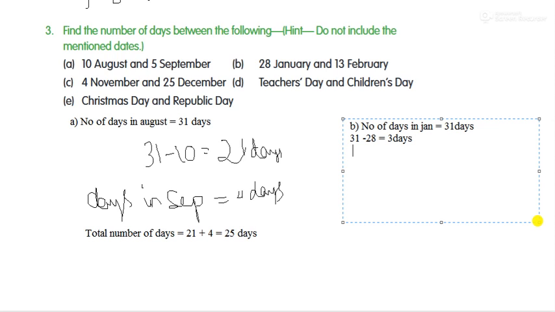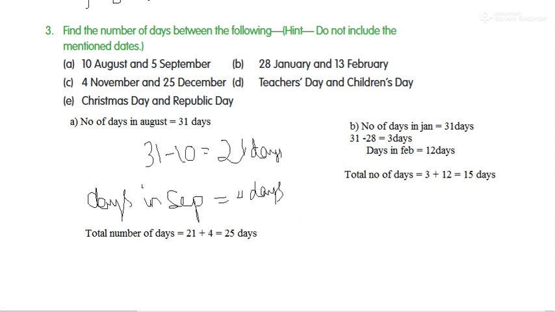Next, number of days in February. Write the month in full, because I don't have much time, that's why I am writing it like this. Here it's 13 days, so don't include this 13, so write 12 days. Now the total number of days equals 3 days plus 12, 3 plus 12, it's 15 days.